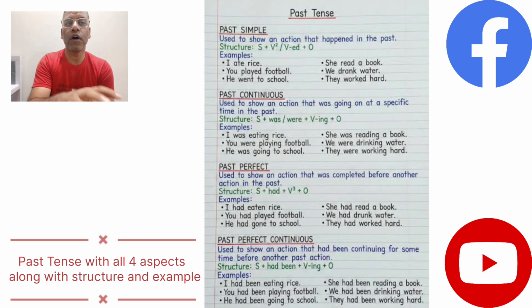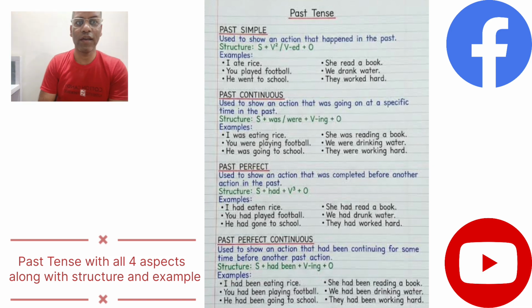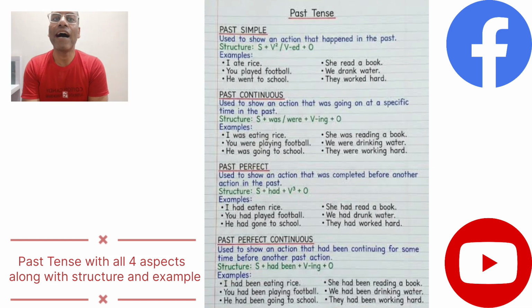That works here for the verb worked. Okay, so here hard is not an object, it is simply an adverb. It adds to the meaning of the verb worked. Then in the next aspect of past tense, we do have past continuous, also called past progressive.